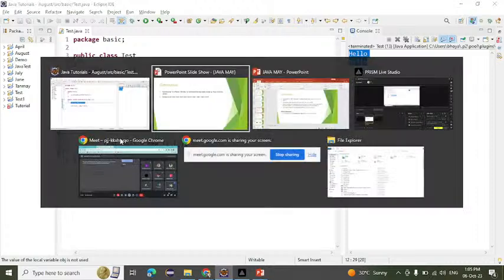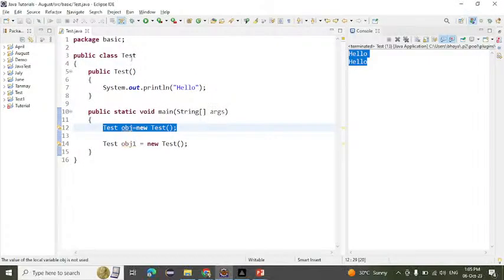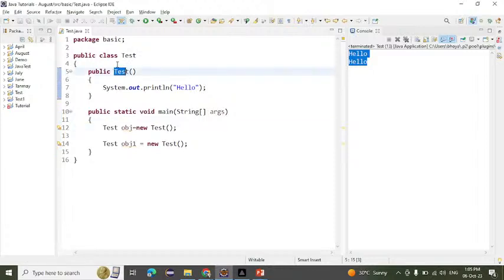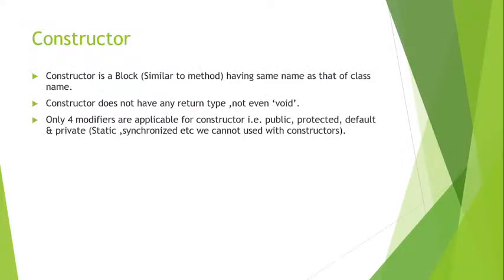Now we will move to some theory part. A constructor is a block of code having the same name as the class name, right? Which is the class name here? That is test. We have created a method which has the same name as the class name, and it does not have any return type. That is only called a constructor. After that, only four modifiers are applicable for the constructor: public, private, protected, and default. Static and synchronized we cannot use with the constructor.